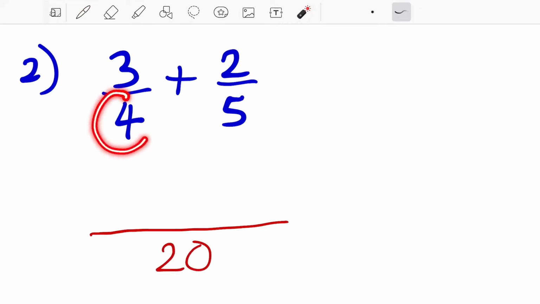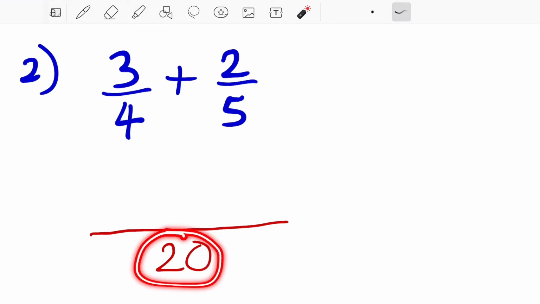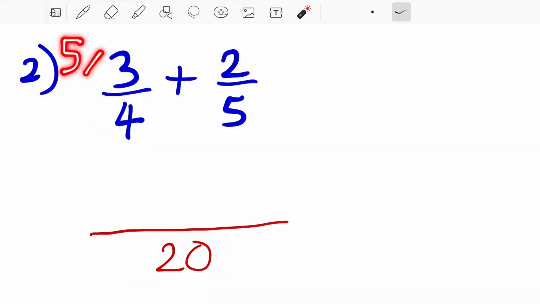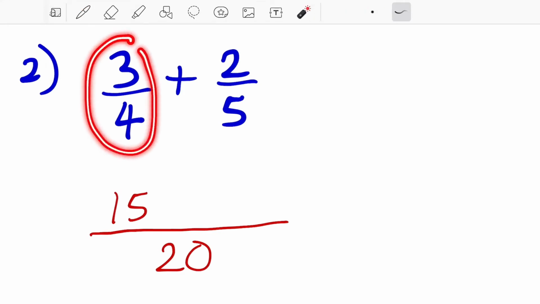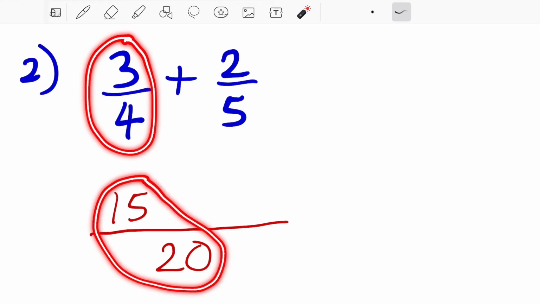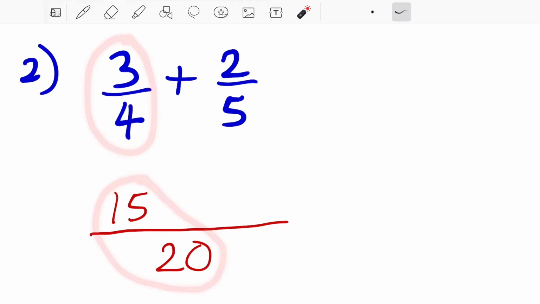So we say 4 into 20, or 20 divided by 4, is 5, and then 5 times 3. So again, new denominator divided by denominator. So 20 divided by 4 is 5, and then multiply by numerator. So that's 5 times 3 is 15. So what we just did there is made 3/4 equal to 15 over 20. Those are equivalent fractions. And then we add.